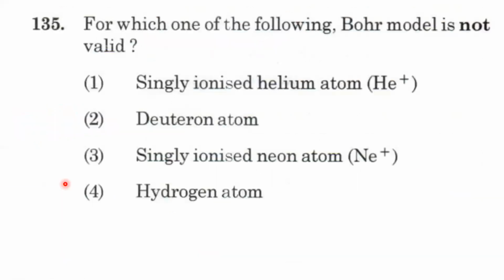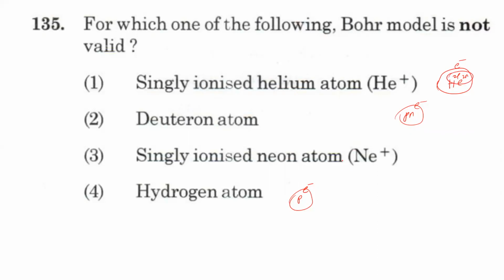135. For which of the following is the Bohr model not valid? Actually, the Bohr model is applicable when there is one electron in the orbit. For helium plus, how many electrons will be there? Only one electron. For the deuteron atom, there is a proton, a neutron, and only one electron. For the hydrogen atom, a proton and only one electron. For singly ionized helium, there are 2 protons, 2 neutrons, but only one electron.